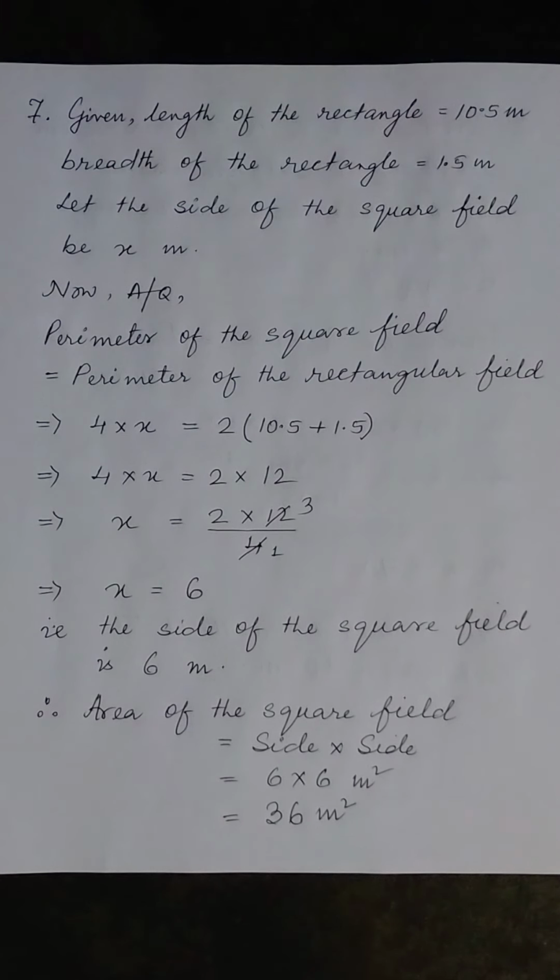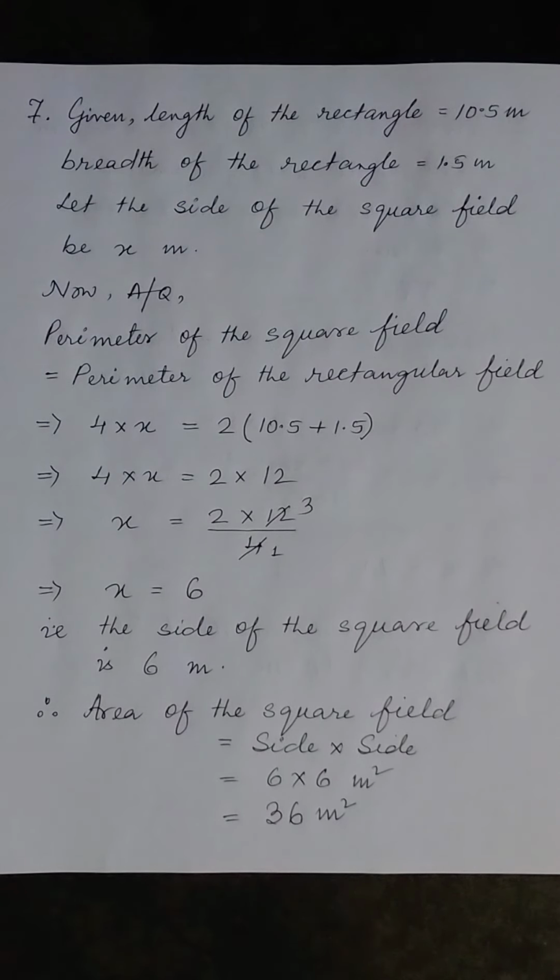Now the sides of the rectangle are given to you. You are to find out the area of the square field. Now, my dear students, for finding the area of the square field, you must get the side of the square field first. Am I right? Otherwise, how can you find out the area? If you get the side of the square field, then by the formula side into side, that is side square, you can easily get the area of the square field.